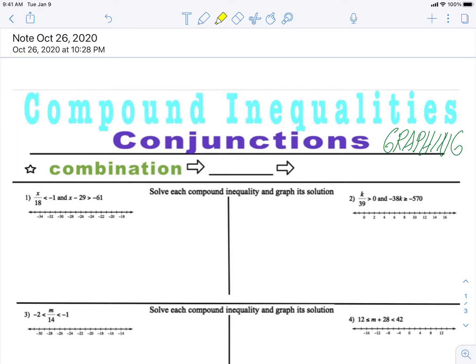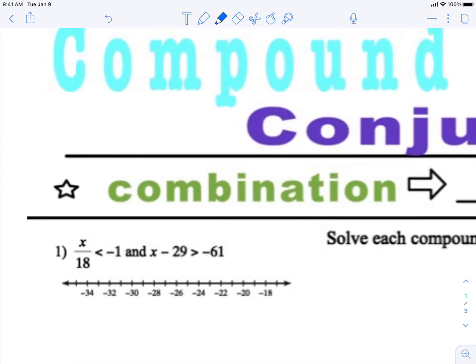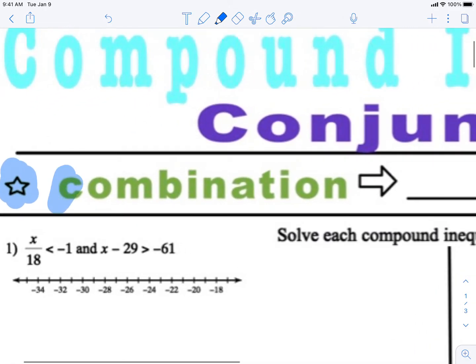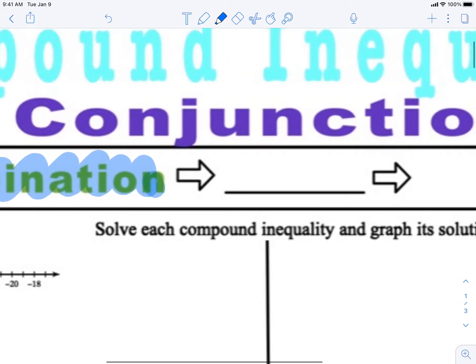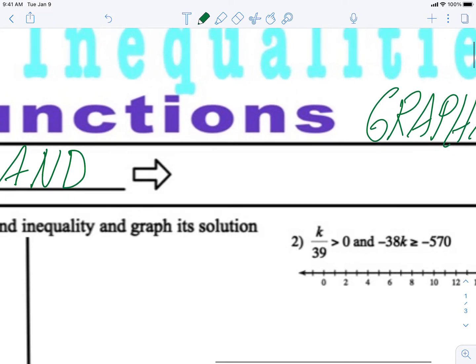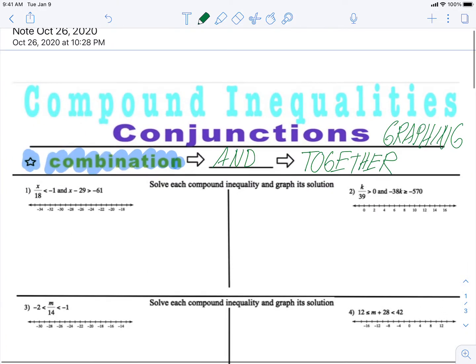So let's review here that. Pick another color, blue. Let's remember that our notes say combination. When we think of combination, we think of the word and. We're combining things. And means together as well. We are putting things together. Apples and oranges are on the same cart. Macaroni and cheese, peanut butter and jelly together.